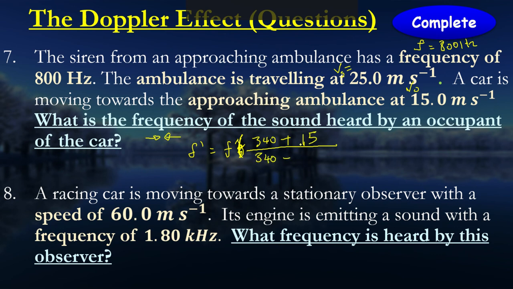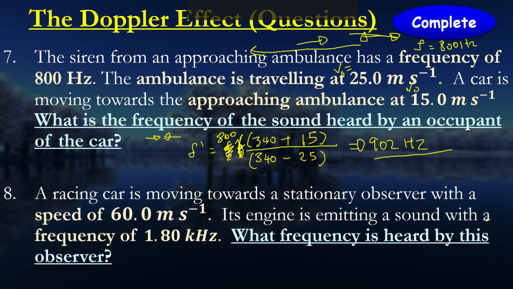340 minus the speed of the source, which is 25. Notice that although it says approaching each other, they are actually moving away from each other, because as they're approaching, you can think of the car going in one direction and the other going in the opposite direction, and we have a frequency of 800. Put that in your calculator and you will find that the frequency that you hear is roughly 902 Hertz.